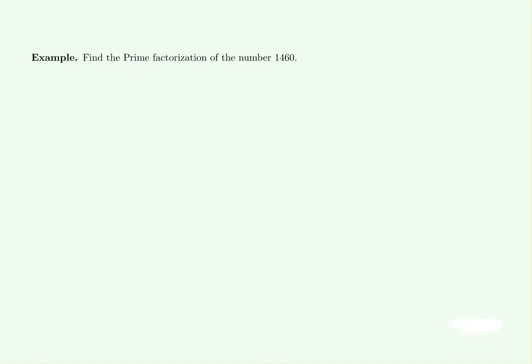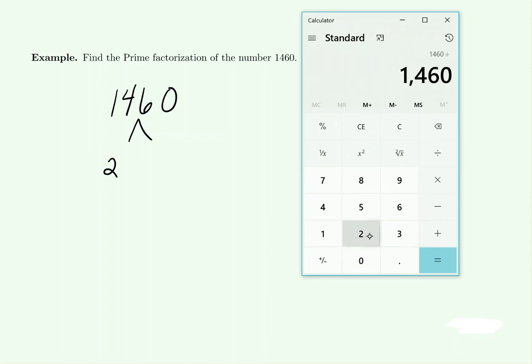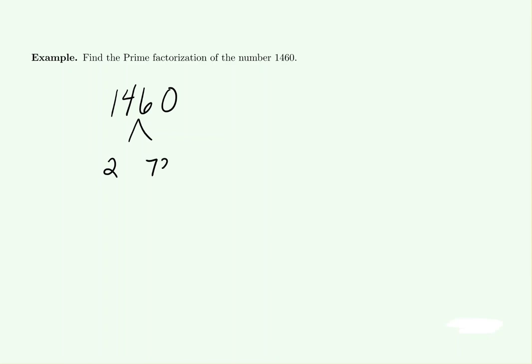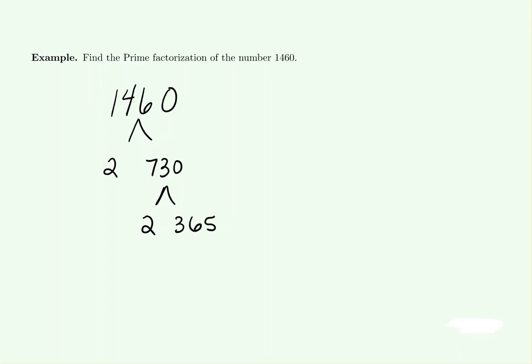Next, we're asked to find the prime factorization of a slightly larger number, 1460. With these numbers, unless you have intuition about what something is divisible by, for instance, I can see that the last digit is an even number, 0 is even, 0, 2, 4, 6, 8, those are all even numbers, so I know it's divisible by 2. In my calculator, I would just take 1460, divide that by 2, that's 730. Now 730 again I know is an even number, so it can be divided by 2. 365.